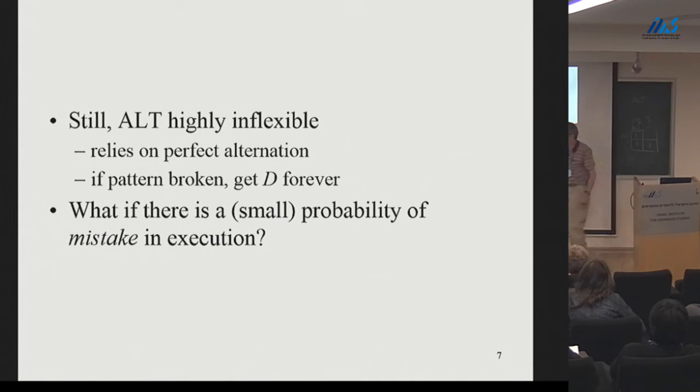So how would we expect it to perform if there's a small probability that strategies are not executed perfectly? So you may be programmed to play alt, but computers, machines sometimes fail to execute the programs that they are intended to follow. So what happens then?